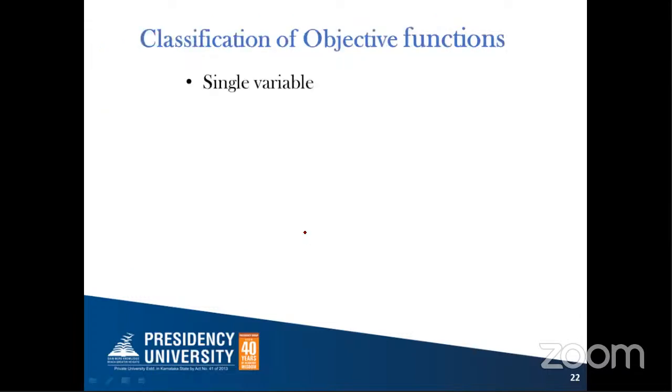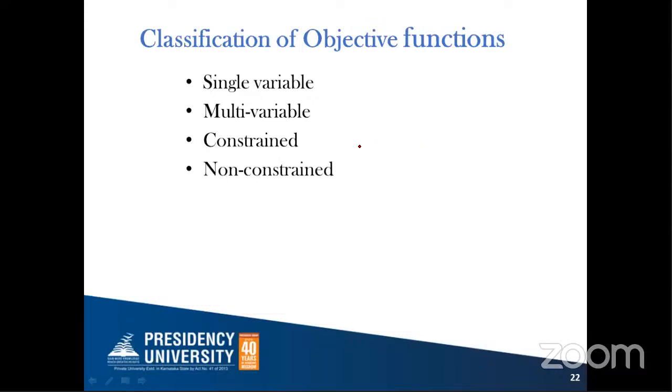Let me go to the classification of objective functions quickly, and then we will go to the algorithms. An objective function may be single variable or multivariable. If you use alpha 1, alpha 2, alpha 3, alpha 4, it is multivariable. In the MPPT algorithm, only delta is calculated, so it is a single variable optimization problem. Constraint means there are some limits, for example milk of 100 ml to 150 ml. Non-constraint means there are no limits. Similarly, there may be a single objective or multiple objectives. That is a broad classification of objective functions.